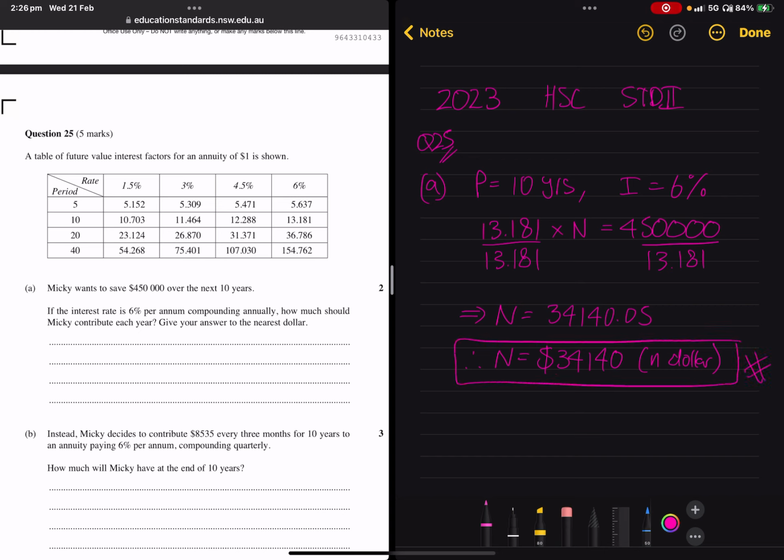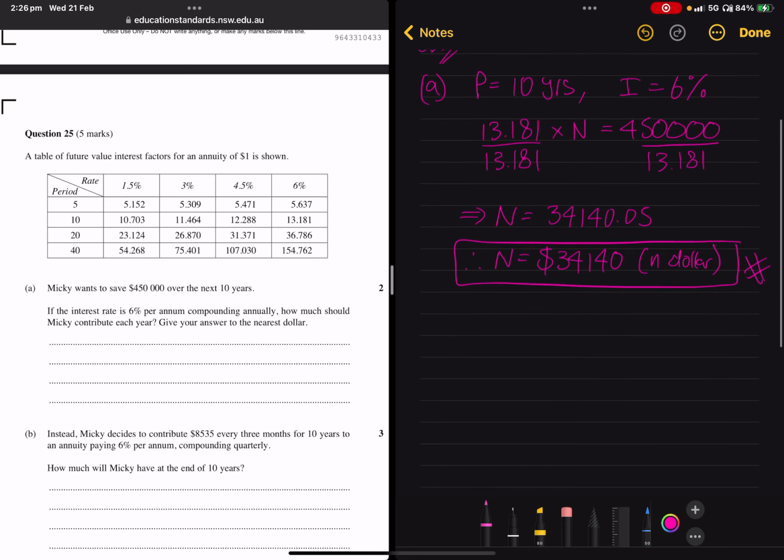Now part B says instead Mickey decides to contribute $8,535 every 3 months for 10 years with an annuity paying 6% per annum compound quarterly. How much will he have? Well, now we're going to have a different value from the table. So the number of periods will no longer be 10. The number of periods, P, will be 10 times the number of quarters in a year, which is 4. This will be 40 quarters.